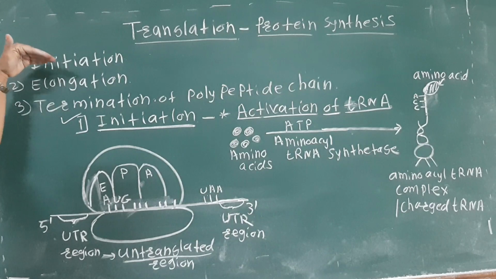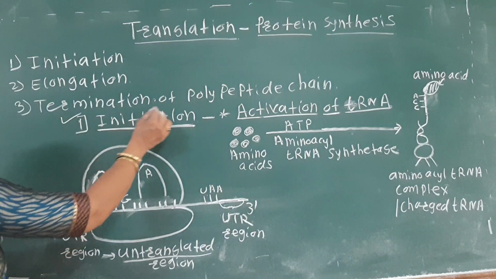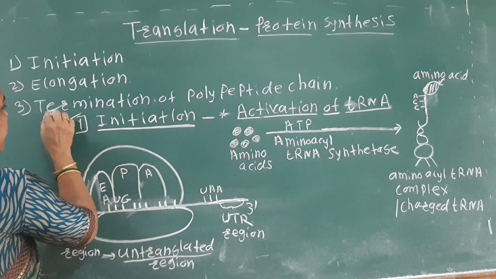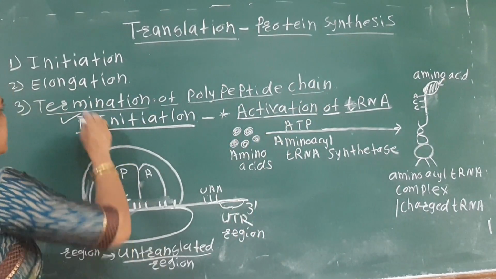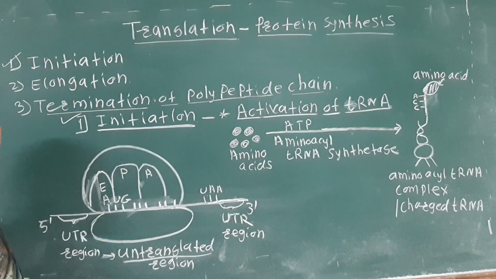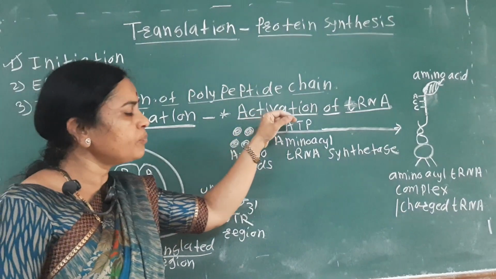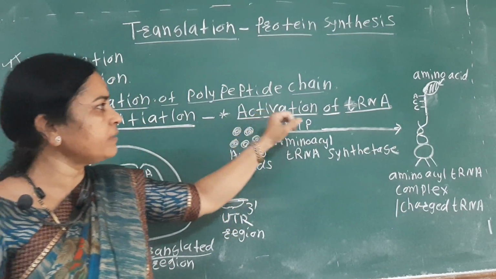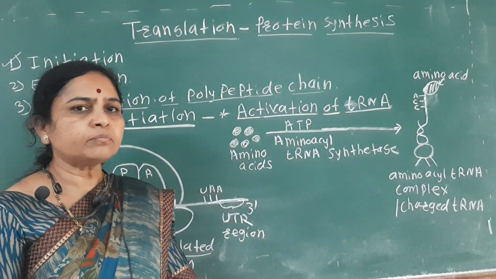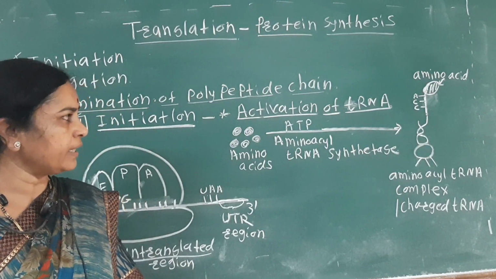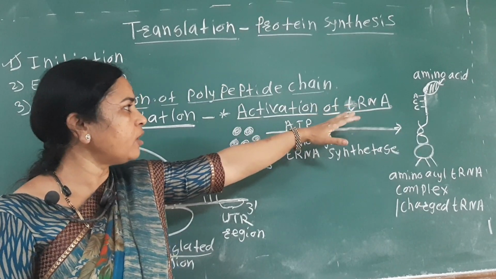Translation has three steps: first the initiation, second the elongation, and third the termination of the polypeptide chain. First we see the initiation step. In initiation, the first step is the activation of the tRNA, that is the transfer RNA. What is meant by activation of the transfer RNA? Here the tRNA gets charged. So how does the charging of the tRNA take place?